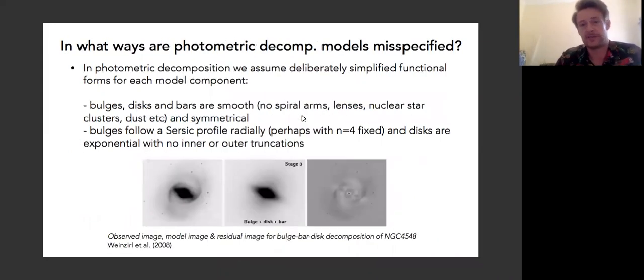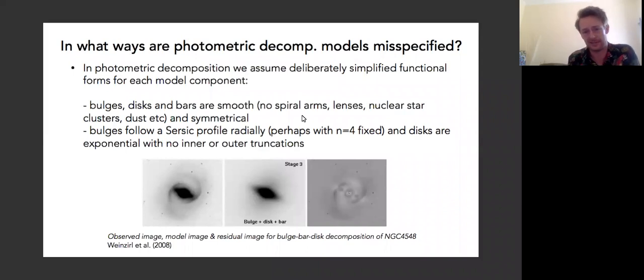So to come back to photometric decomposition studies, we have to say photometric decomposition models are almost certainly misspecified in a number of ways, and in a sense quite obviously so. To make fitting practical and effective, in the sense of coming up with terms that we can comfortably fit with our computational budget, and which we can make sense of as archetypes, we tend to make a lot of simplifying assumptions about their morphologies. We basically always assume that bulges, disks, and bars are very smooth, so they have no spiral arms. We often neglect things like lenses or nuclear star clusters and other things. We suppose that bulges follow a Sersic profile, and sometimes we even fix the index of that profile.